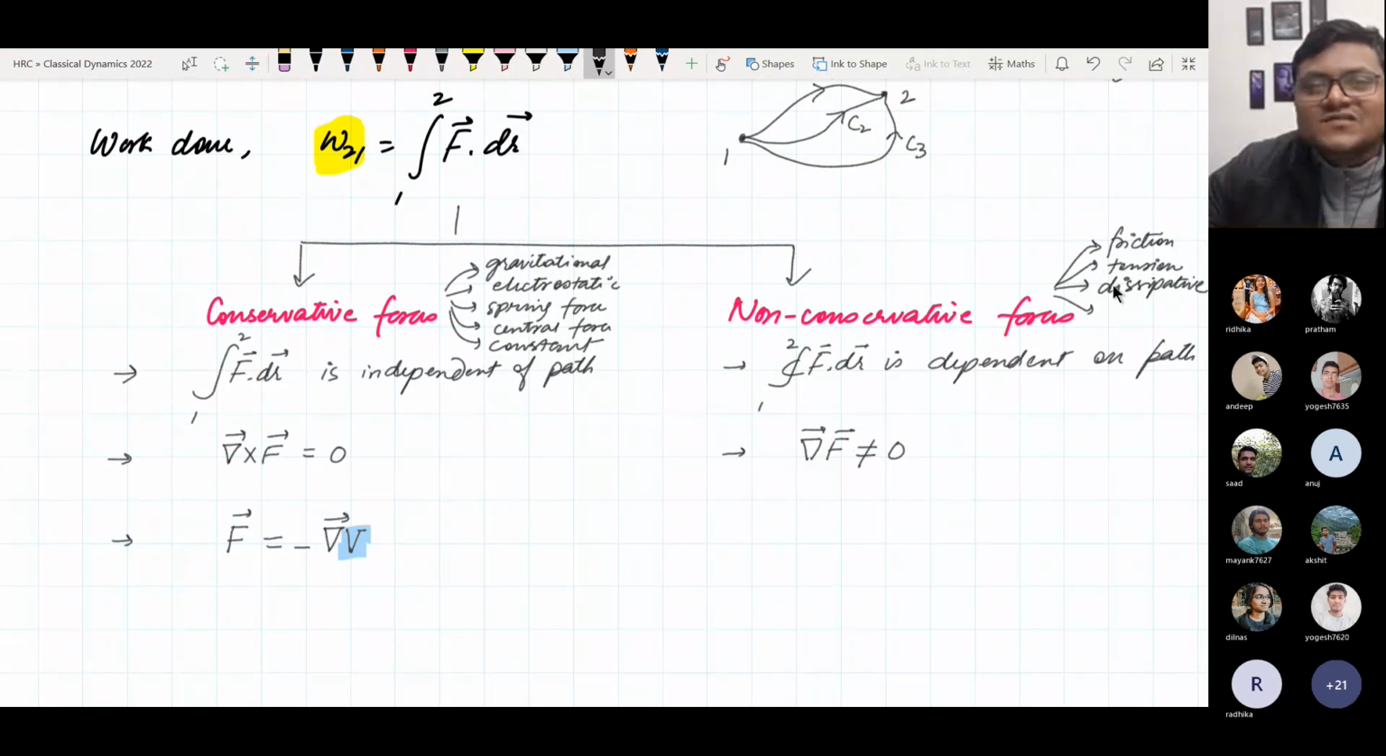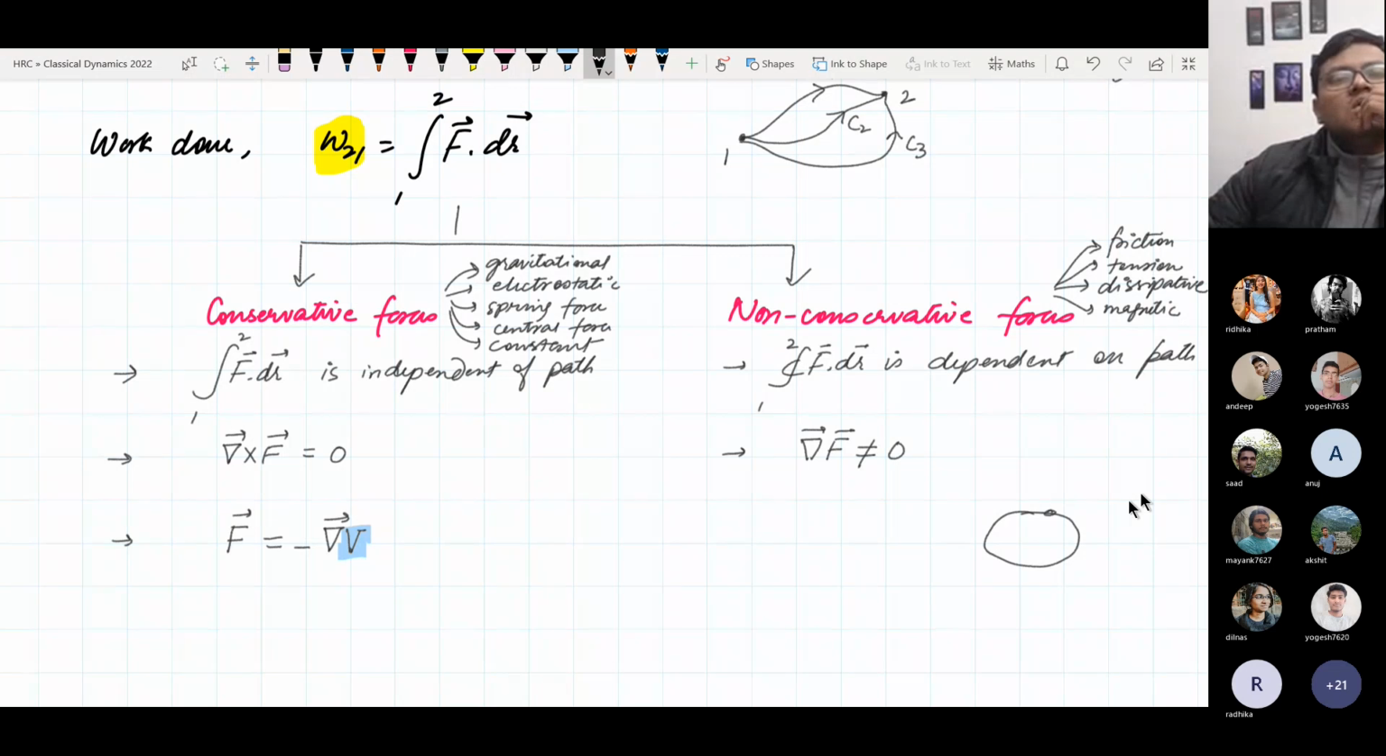Guesses? Non-conservative forces. Magnetostatic force. Magnetic force is non-conservative? Yes or no? Is magnetic force conservative or not? It's not dependent upon the path, so it should be conservative. What is the work done if a charged particle revolves in a circle around a magnetic field?